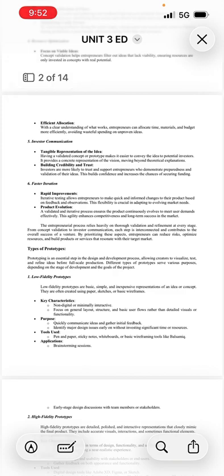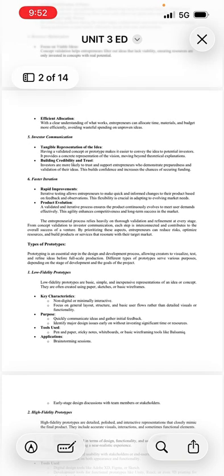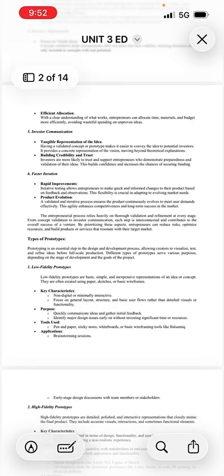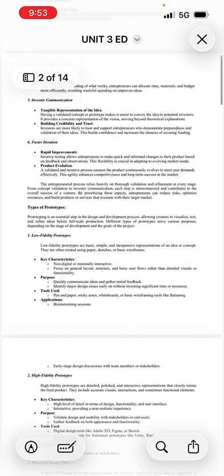First is the low fidelity prototype. A low fidelity prototype is a basic, simple and inexpensive representation of ideas or concepts. It focuses on general layout, structure and basic user flow rather than detailed visuals or functions. The main purpose of this prototype is to quickly communicate ideas and gather initial feedback. The tools used are, as usual, pen and paper, sticky notes and whiteboards, and it is mainly used for brainstorming sessions.